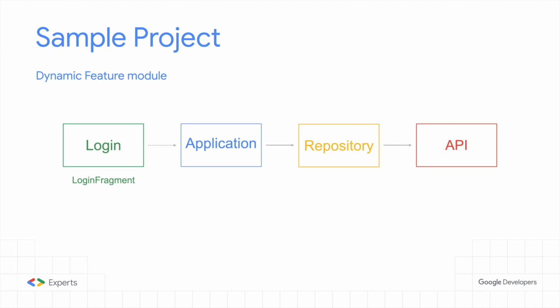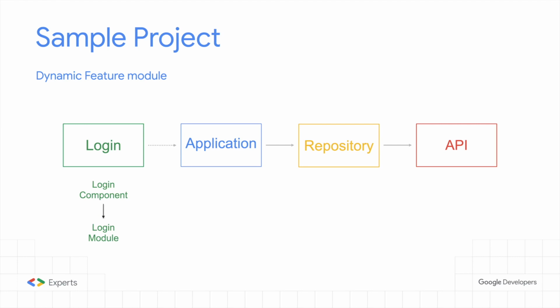In our login module, we have a login fragment. When the user tries to log in, it will call the login view model. Login view model will pass that call to login repository, and login repository will make the API call to check if the user's information is correct.